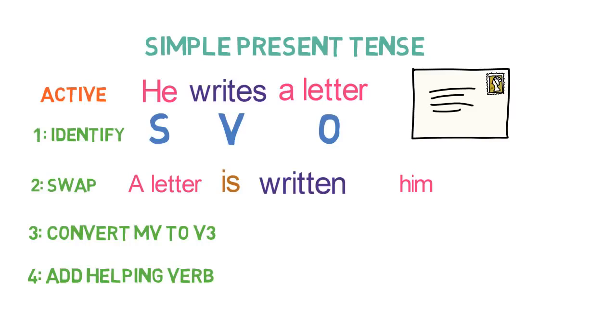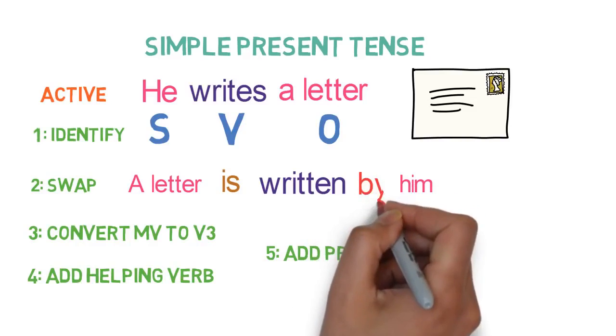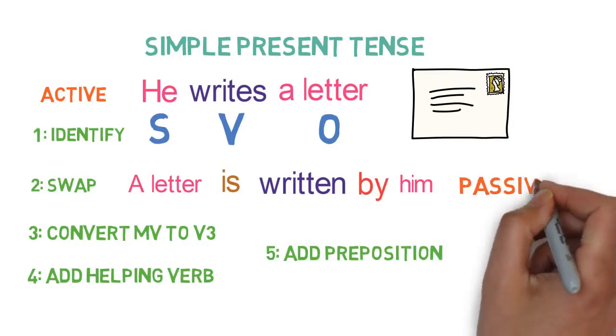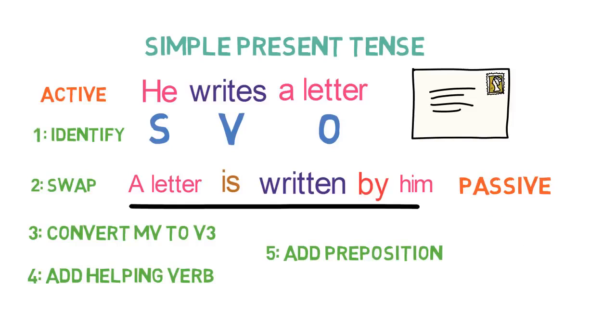Do you think that the sentence is complete? No, it's not. That's where step 5 will come. In step 5, we need to add by before him. Now the whole sentence is completed. A letter is written by him. I hope you are clear with all the steps.